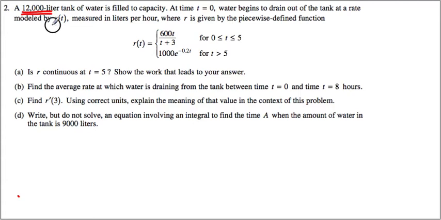Now, r of t is not just any function, but it's the rate where the water is draining out. Now, first, let's look at A first.